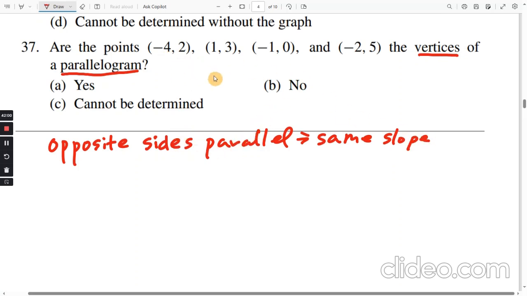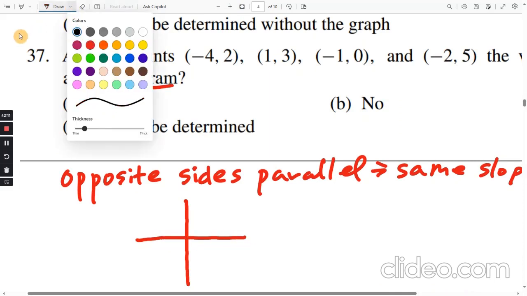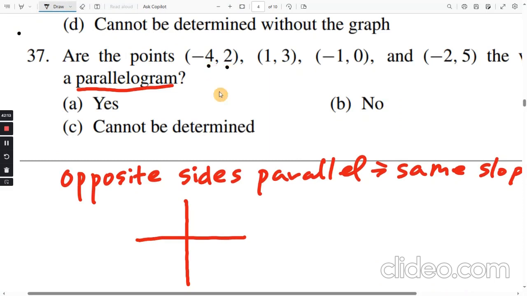Okay, but you don't want to do the slopes of the diagonals. So I am going to do a rough sketch here and make sure I'm not doing the diagonals but the actual parallelogram. All right, just a rough sketch. Negative 4 comma 2. So let's see, that's about negative 4, 2 is right there. And then 1 comma 3, 1 comma 3 is right there. And then negative 1 comma 0, negative 1 on the x, 0 on the y.